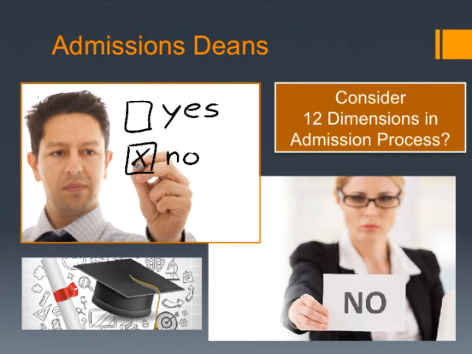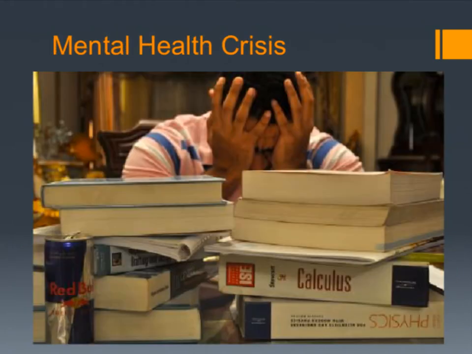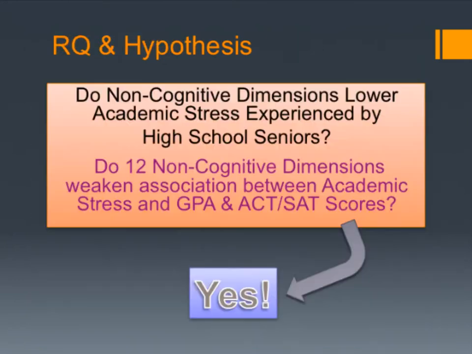So unfortunately, we still have a fairly significant mental health crisis, particularly for high school students attending high academic rigor schools who take dozens of AP courses and struggle to meet the demands of high GPA and test scores to gain access to college. So the purpose of my study is to evaluate these 12 non-cognitive dimensions and determine their use in the admissions process, not as a predictor of college success, but rather as a way to possibly look at these dimensions to reduce the academic stress in high school seniors.